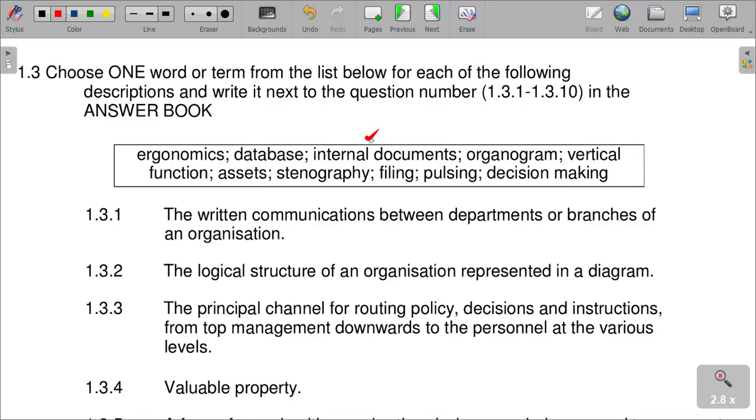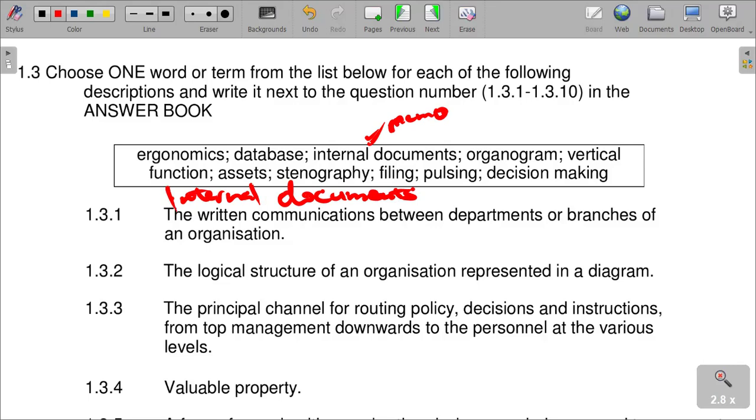We can talk about internal documents, they can also talk about memos here. We are saying it's what? It's internal documents. They are written communication between departments within an organization, which I said that we can give a memorandum as an example that can be there.